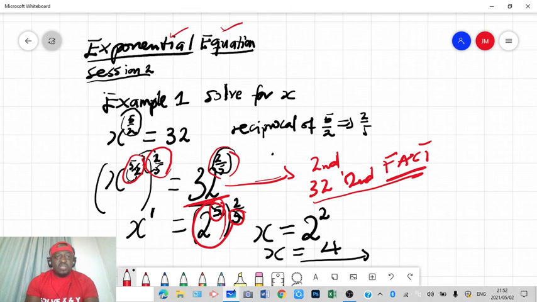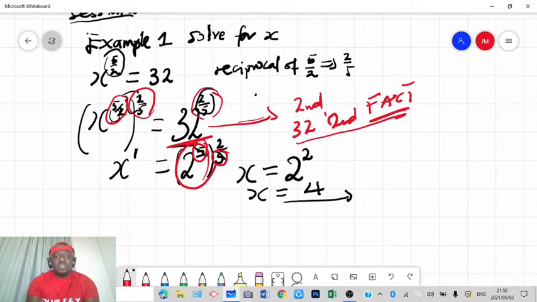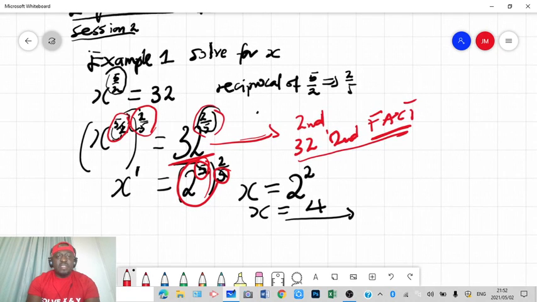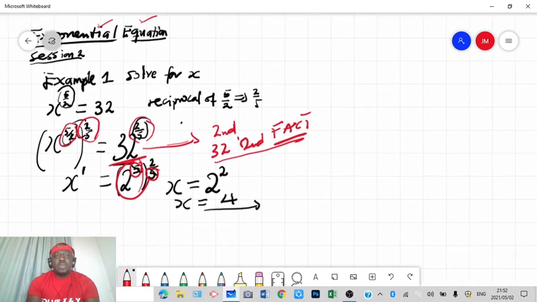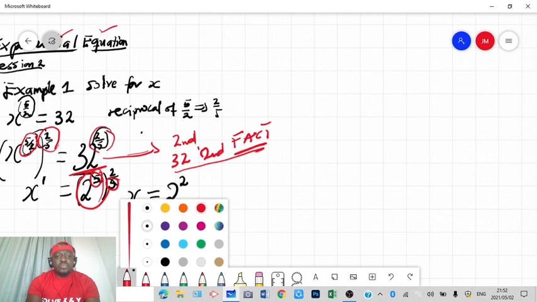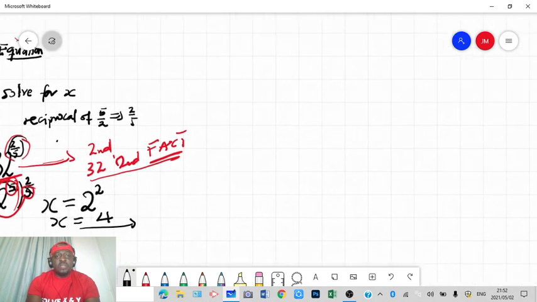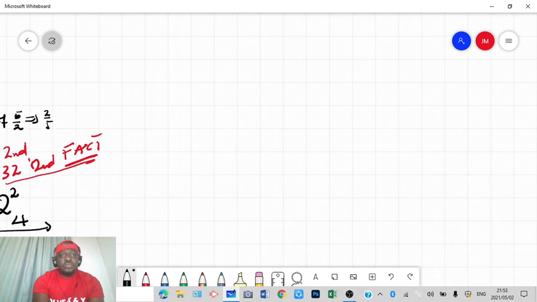So that is our example 1, which is one of the simplest ones, and the skill here is to reciprocate the index on both sides of the equation and simplify further. All right, I'll move to example 2.